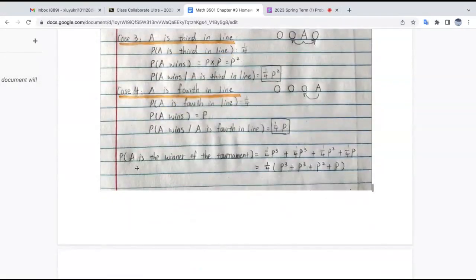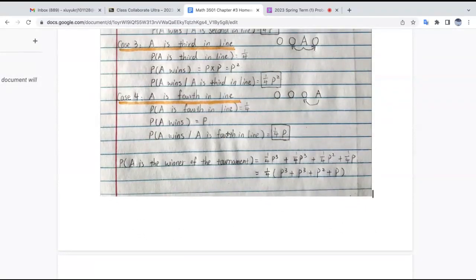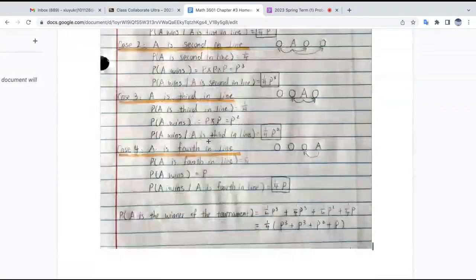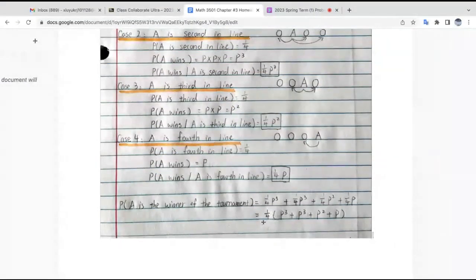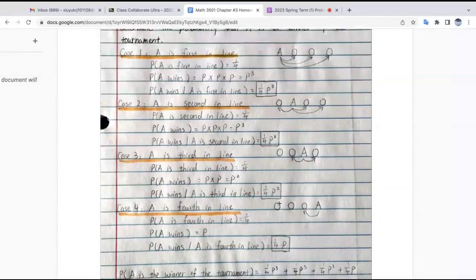And we need to find the probability that A is the winner of the tournament. So it's all of the 4 cases added together, which is equal to 1 over 4 times P cubed plus P cubed plus P squared plus P.